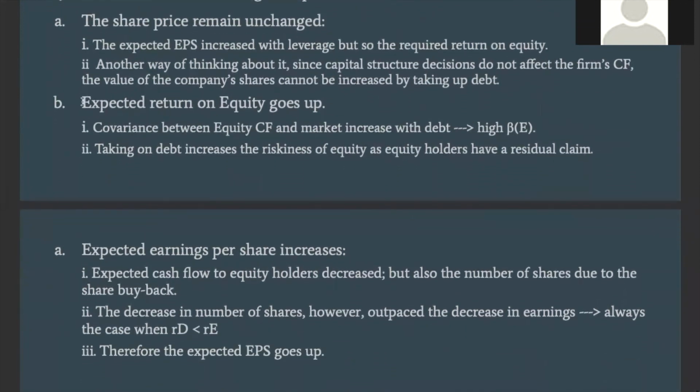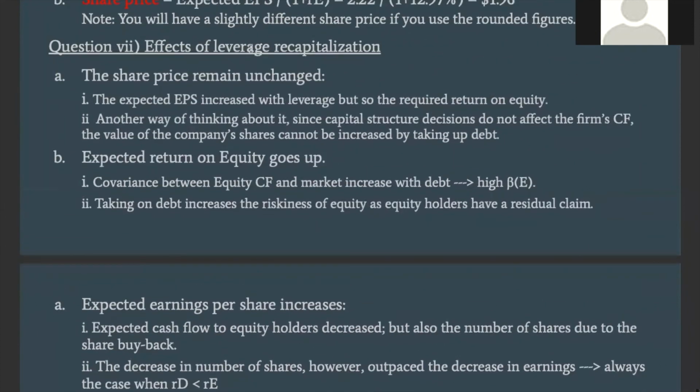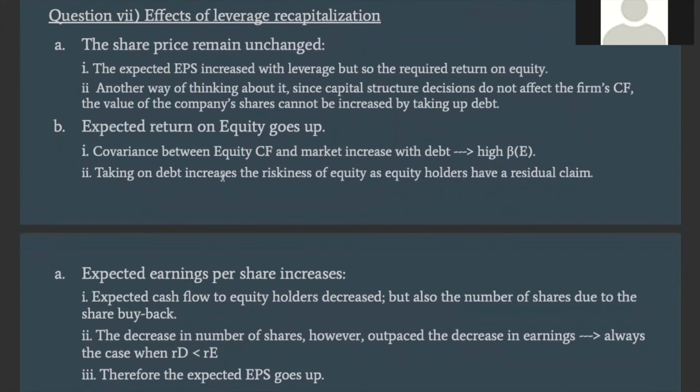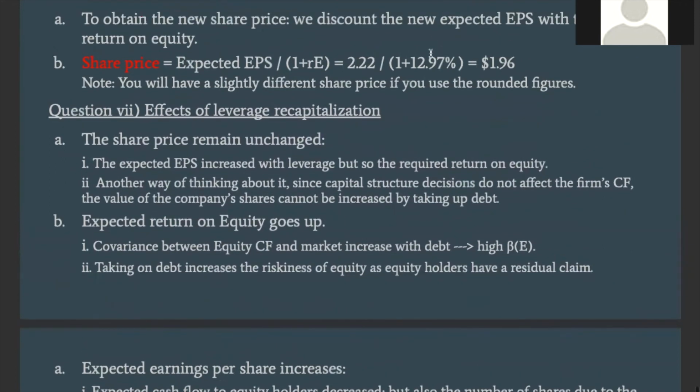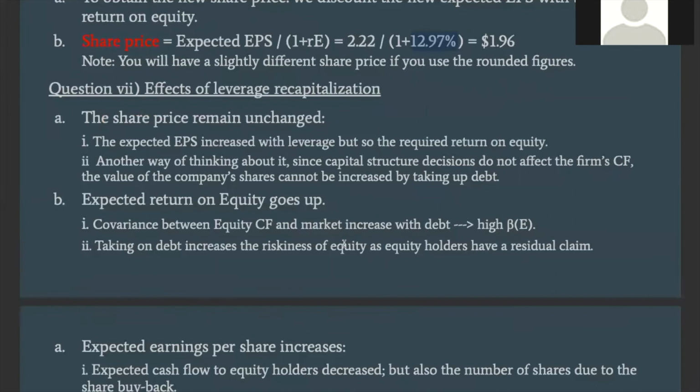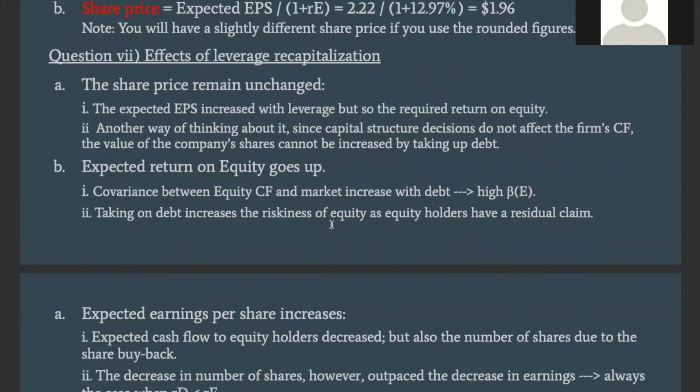The second part is the expected return on equity. How does the leverage recapitalization affect the expected return on equity? Here we know that the cost of equity goes up because we've already calculated it. It moved to 12.97 from 12.2, so it went up. That we already know. But what's important is why it went up. It went up because the free cash flow to equity holders co-varies more with the market than before.